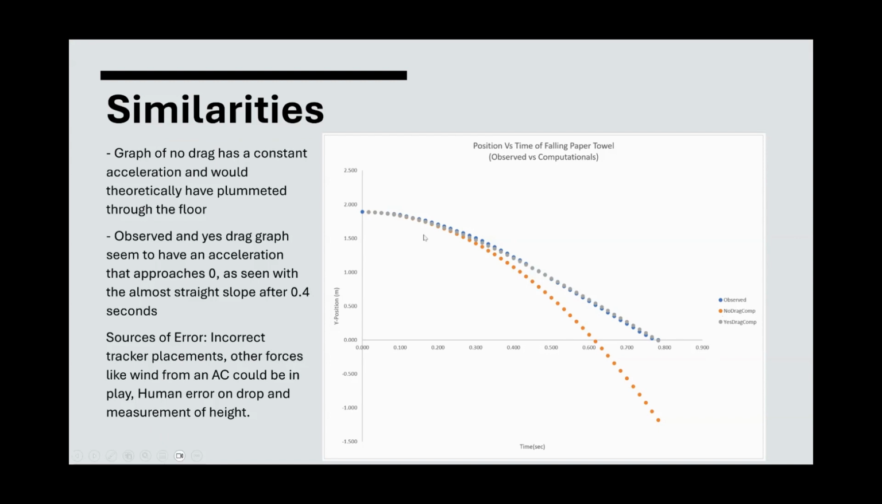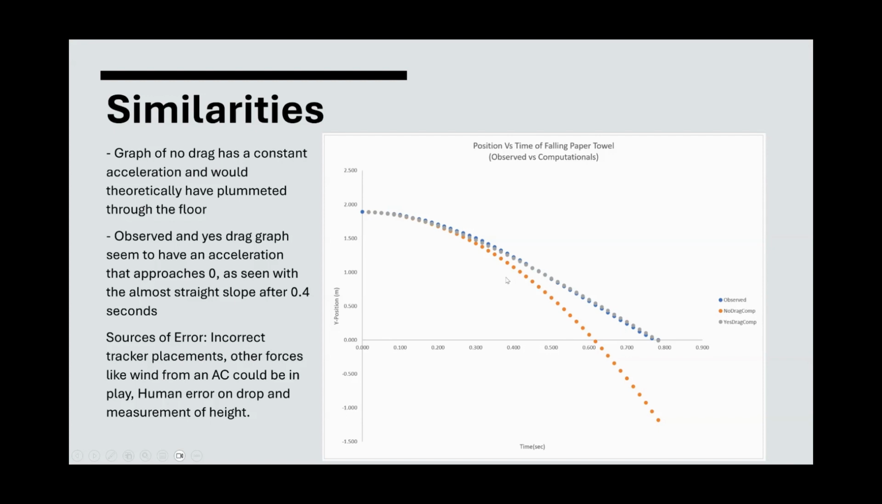So for our simulations, we see our graph of no drag has a constant acceleration, and if dropped in real life, would have plummeted through the floor compared to our observed. So we can see it would have gone through the floor at 0.6 seconds versus in our real life example, it stops at 0.783. Our observed and yes drag graph, which is our computational model with drag, seems to have an acceleration that approaches zero, as seen with the almost straight slope after 0.04 seconds.